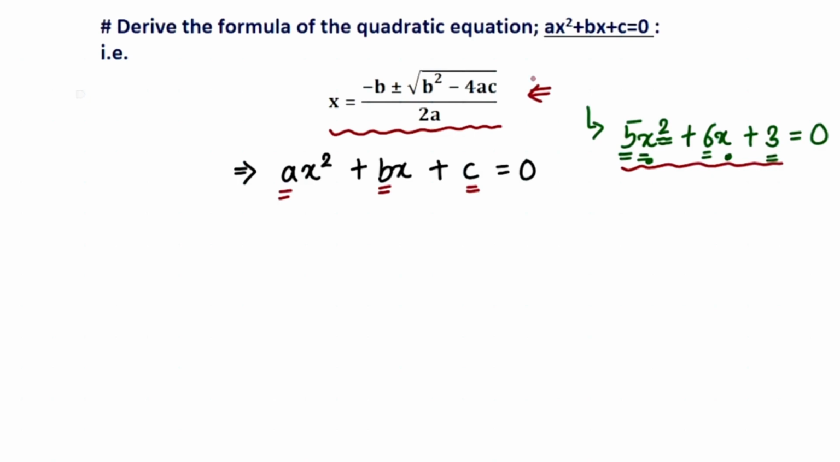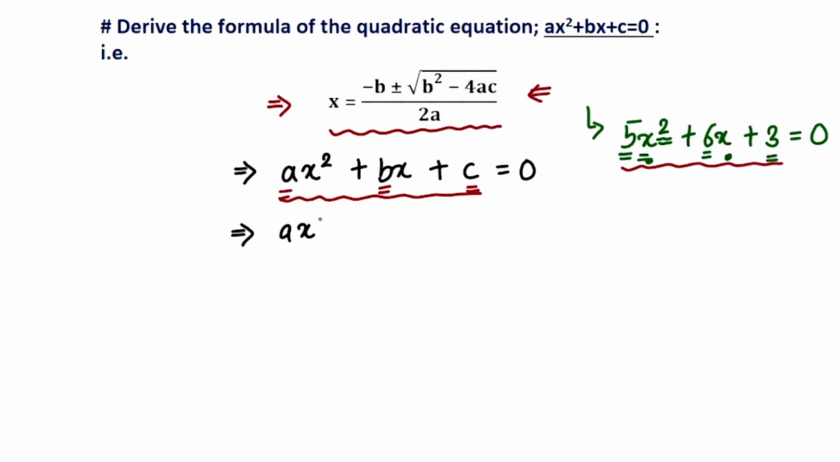In this particular video, we'll be discussing how we can derive this formula from a standard quadratic equation, which is ax squared plus bx plus c equals to 0. So we are going to derive this formula from this standard quadratic equation. Let's see how. The first thing I'm going to do is remove this a from this x squared. How? Let's see, okay?